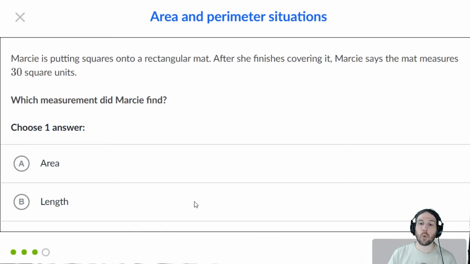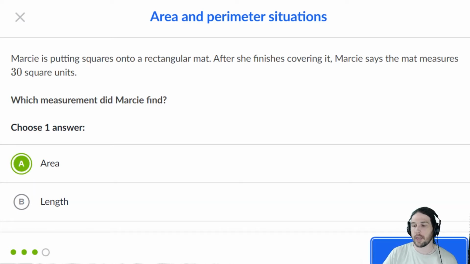Marcy is putting squares onto a rectangular mat. Squares automatically says area to me, but let's keep reading. After she finishes covering it, Marcy says the mat measures 30 square units. She found the area.